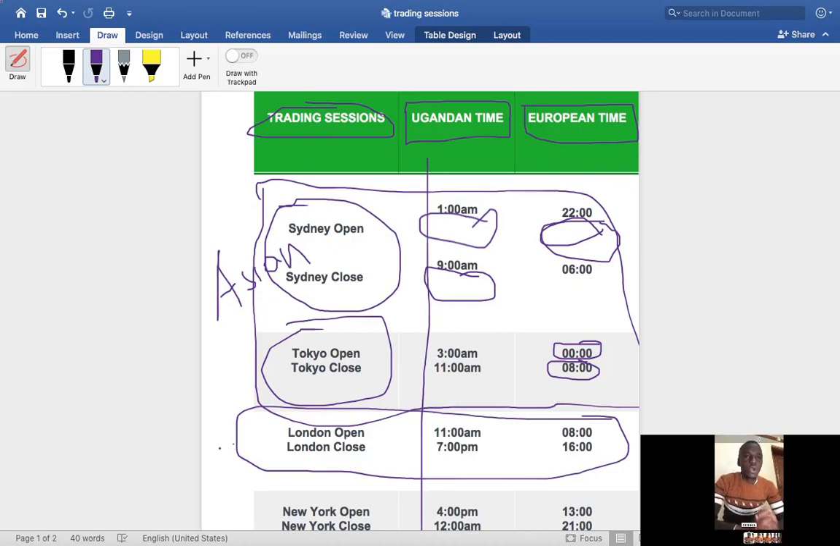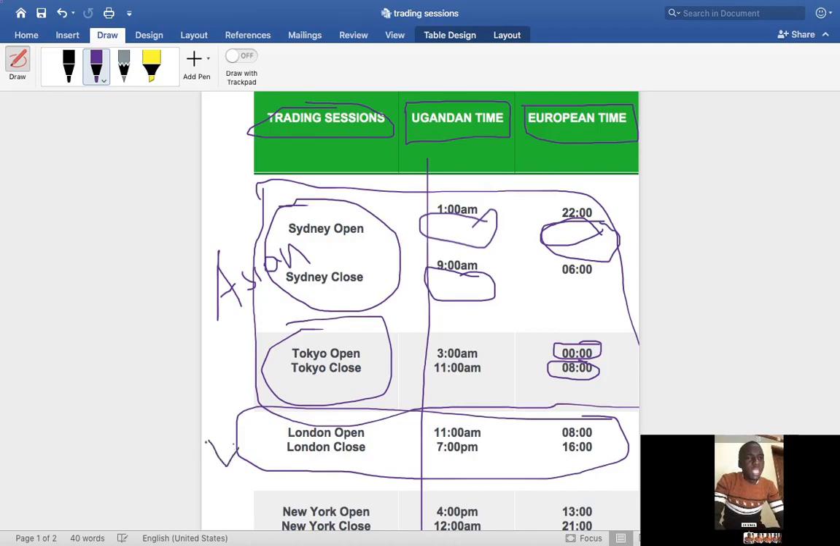This is the only time whereby you will see a lot of money flowing during this period of time. This is where you will see a lot of people coming with a lot of money, because this is where we have the capital of Forex, and that's where we have the biggest market, which is the UK. We normally refer to it as the European session.